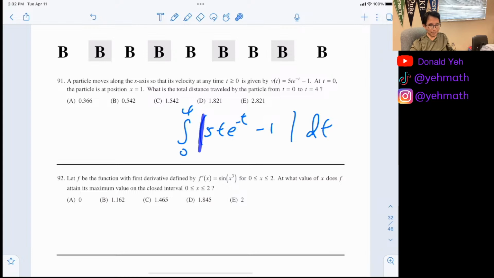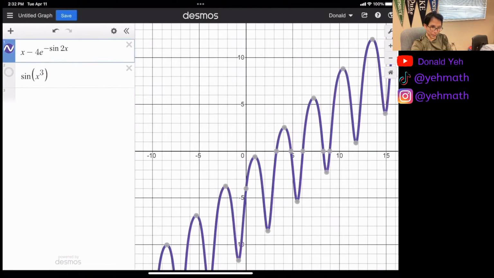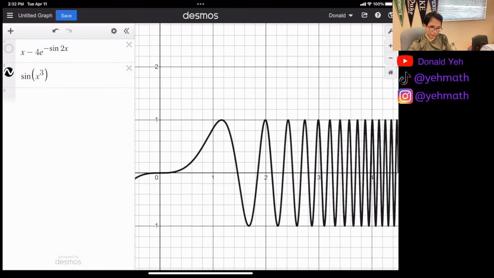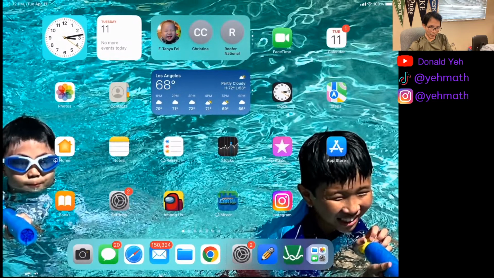Absolute value. If you don't have absolute value, you don't get a point. I forgot what's the answer choices here. Did anybody know the answer choice here? Yeah. If you do it correctly, what would you get? D. And this one is C because I graph it. And if I graph this particular one, I know this is the biggest area covered from here to here. That has to be a maximum 1.465.